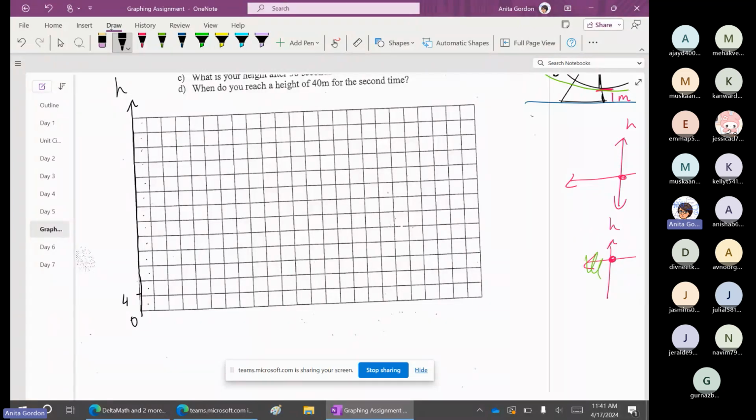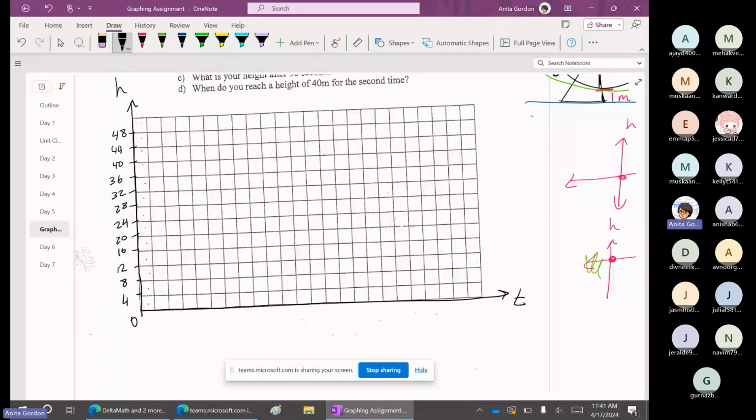So this is 4, 8, 12, 16, 20, 24, 28. Also, if I'm doing math wrong, please let me know. What's 32 plus 4? 36, 40, 44, 48. Okay, so now I have enough space for my entire Ferris wheel to be on here without running out of room. Let's talk about the horizontal.